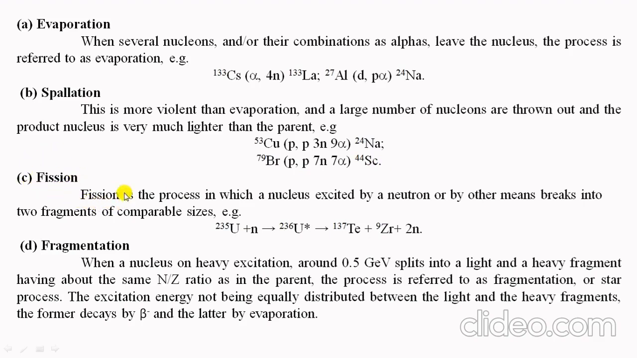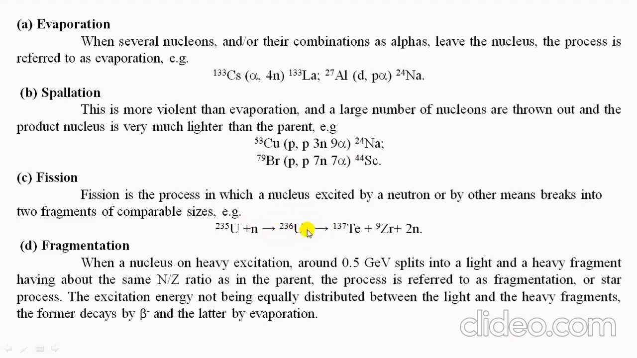The third special nuclear reaction is fission. As we already know, fission is the process in which a nucleus excited by a neutron or by other means breaks into two fragments of comparable sizes. This is the excited state of uranium-236. When uranium-235 absorbs a neutron, which has mass number 1 and charge 0, the mass increases by 1 unit to 236, and the star represents the excited state.